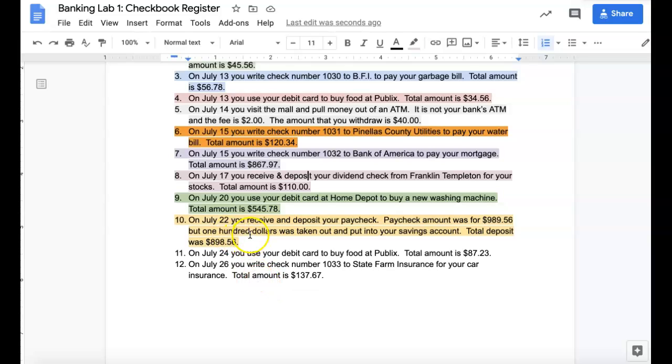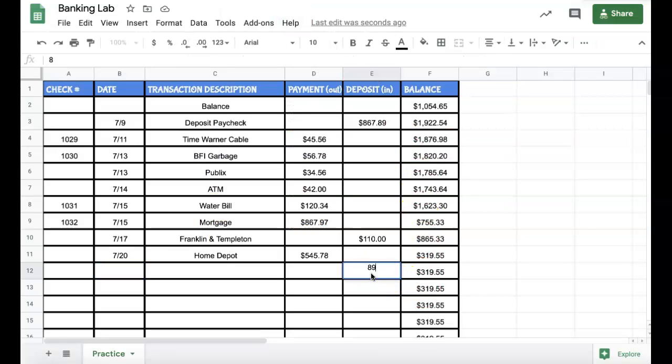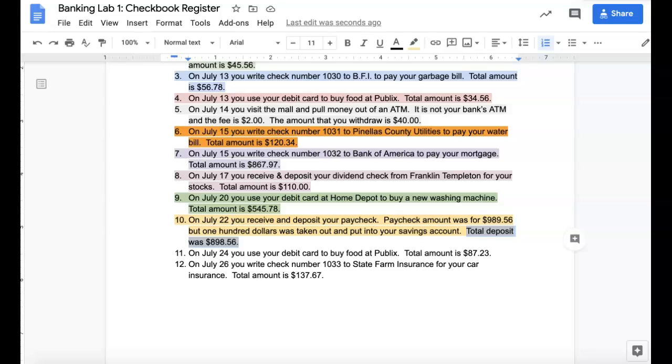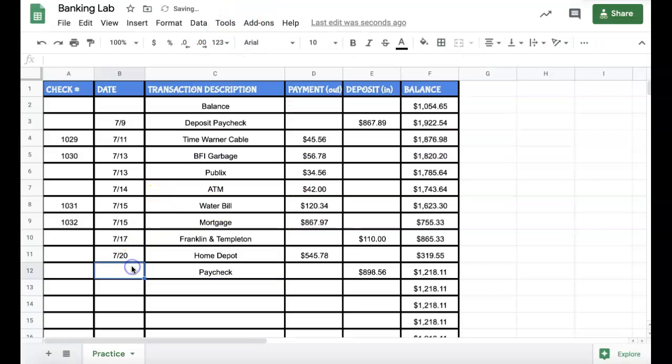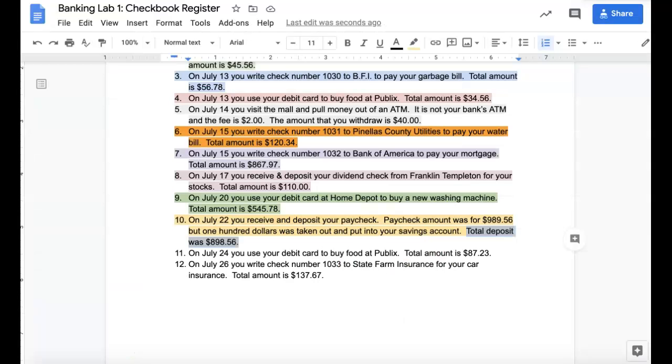On July 22nd, I have another paycheck. I got paid again. I got paid $989.56, but I put $100 in my savings account. So as far as that's in a different account, really, I'm just depositing $898.56. So $898.56 is being deposited. We'll call that my paycheck. And that was on July 22nd. Now notice I was down to $319 after that washing machine, but I didn't run out of money because I got paid, and now I'm back up to $12.18.